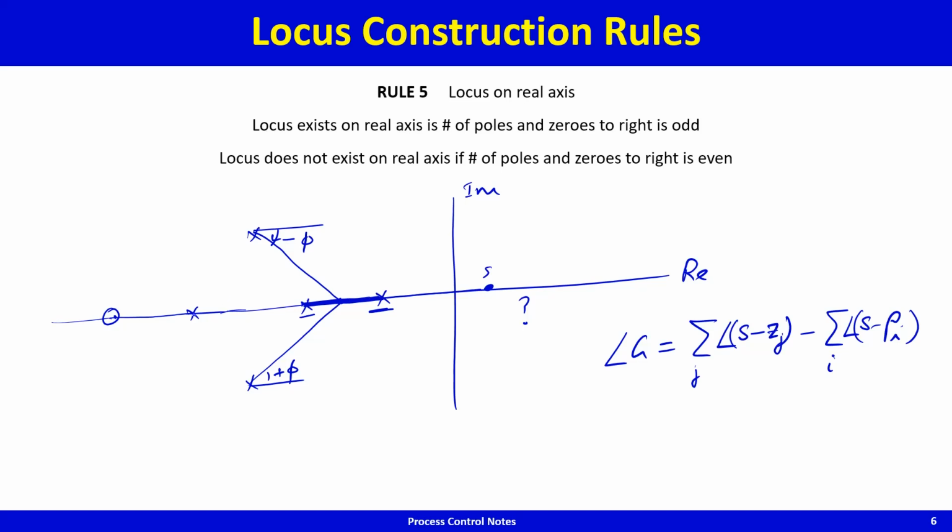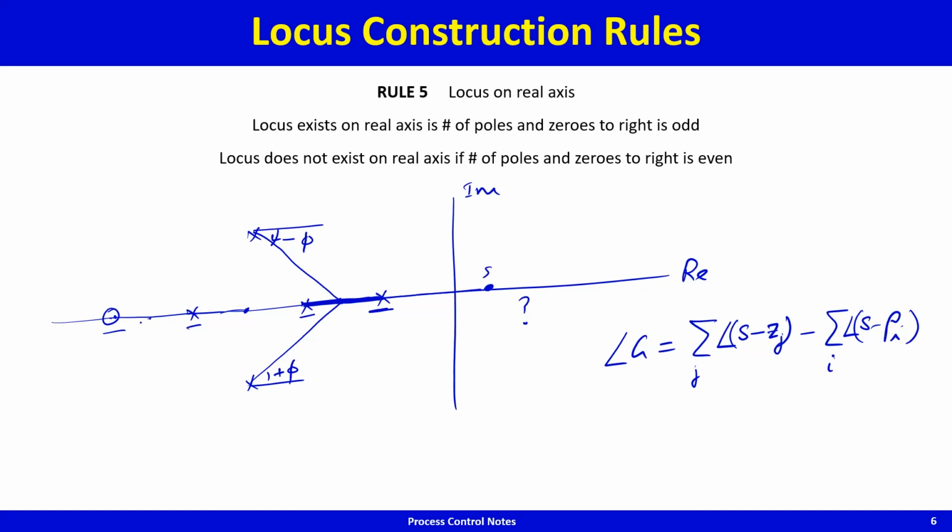Let's look at candidate points over here. In this case, again, the complex poles will subtend an angle 0. The poles and zeros to the left, that is this guy and that guy, will subtend an angle 0. The poles to the right on the real axis will subtend an angle pi each. So this guy will be pi, that guy will be pi, so minus pi plus minus pi, minus 2 pi. That's an even multiple of pi. Therefore, locus does not exist on any point between this and that.